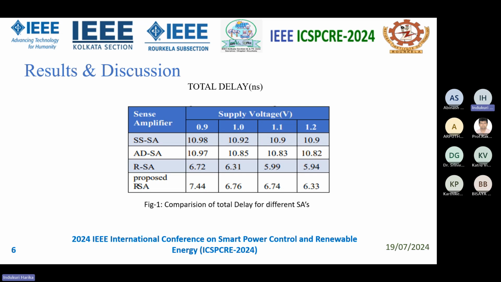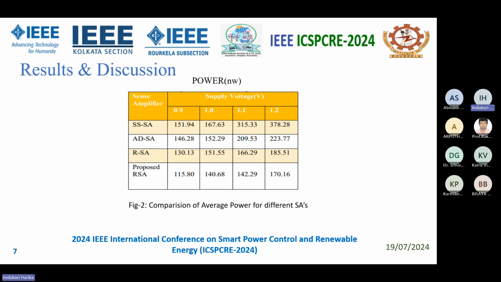By combining sensing delay and bitline discharge delay, we got the total delay for different sense amplifiers at different supply voltages. Here we can observe that the total delay of the reconfigurable sense amplifier is less than the remaining circuits. The delay of the proposed sense amplifier is slightly greater than the reconfigurable sense amplifier due to the power gating technique. When we implemented the power gating technique, the total delay increased and the power decreased. It can be observed in the power calculations.